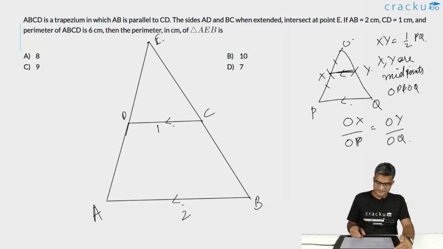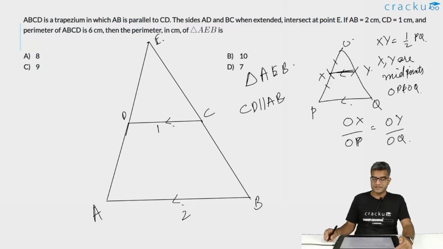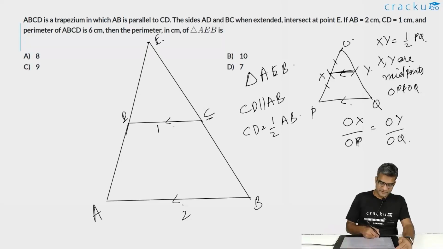In this particular case, if you are looking at the triangle AEB, CD is parallel to AB because this is a trapezium. Similarly, the length of CD is 1 by 2 times the length of AB. This would imply that D is the midpoint of AE and C is the midpoint of BE. If you assume that the length of AD is X, the length of DE will also be X. If you assume that the length of BC is Y, the length of CE is also Y.